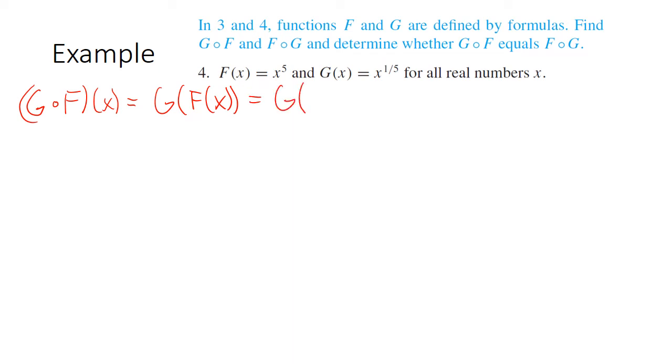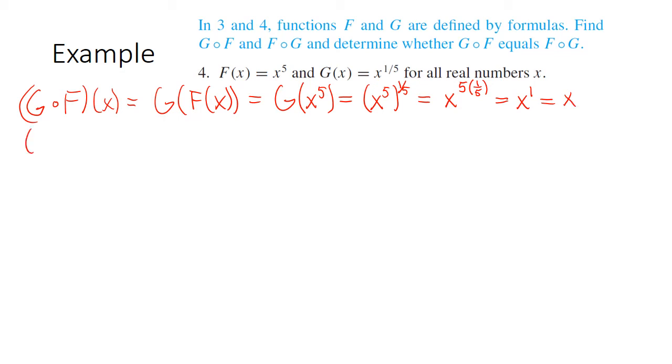This is going to be x to the fifth. That's the formula for f of x. And then I'm going to plug x to the fifth into the formula for g. So this is going to be x to the fifth to the 1/5. And hopefully you remember that when you have an exponent and then you raise that whole thing to another exponent, the exponents multiply. So this is going to be x to the 5 times 1/5, and that's just going to be x to the 1, or just x.